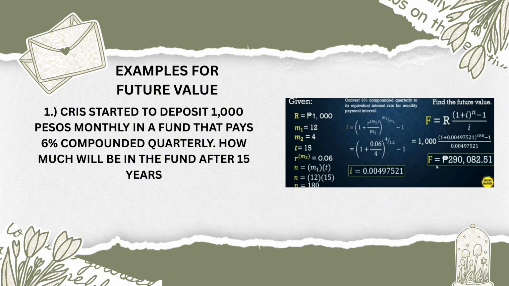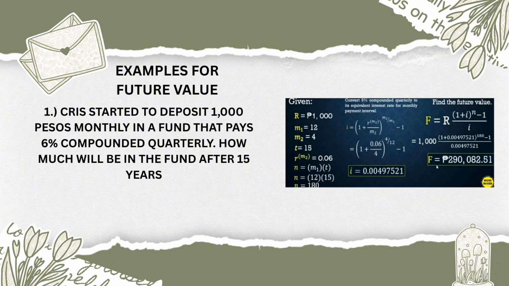So here's the example for future value in general annuities. Chris started to deposit 1,000 pesos monthly in a fund that pays 6% compounded quarterly. How much will be in the fund after 15 years? The given is R equals 1,000, m sub 1 equals 12, m sub 2 equals 4, r sub m2 equals 0.06, n equals 12 times 15 equals 180.